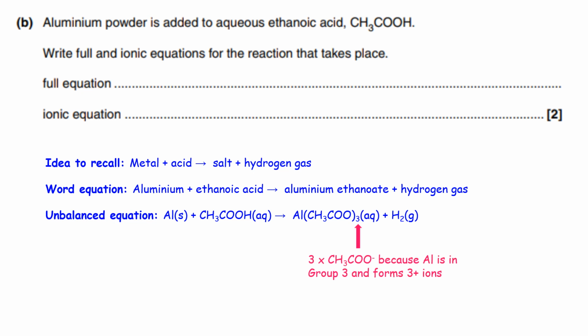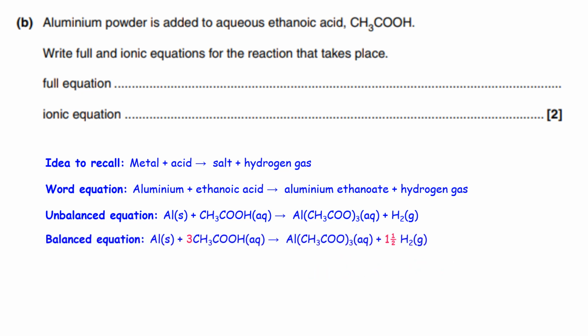And that's because aluminium is in group 3 and therefore forms 3+ ions. You'll see that the ethanoate ion is 1−. So you need 3 1− ions to match 1 3+. So that means that you put a 3 in front of the ethanoic acid.